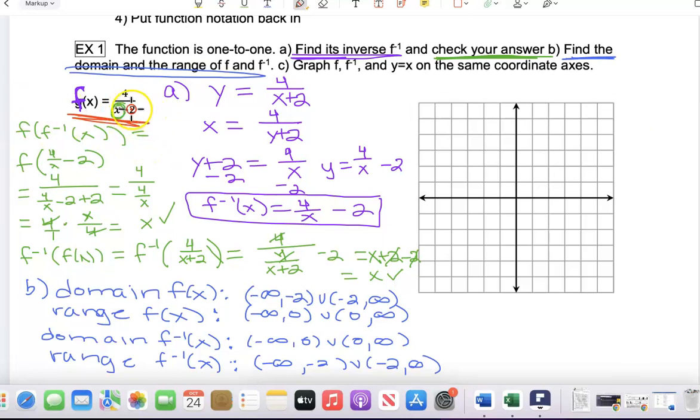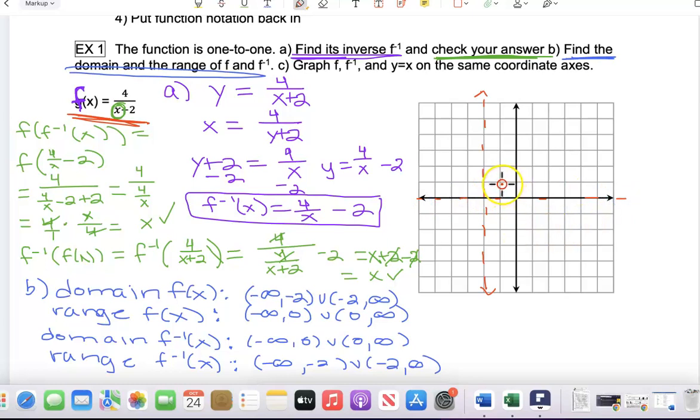Now, I know from here that I'm going to have a vertical asymptote at negative 2 because this is a left shift of 2. So if I graph my vertical asymptote here for the original, and I know that the horizontal asymptote of the original is still at 0, so I don't really need to graph it, but that's where it is.